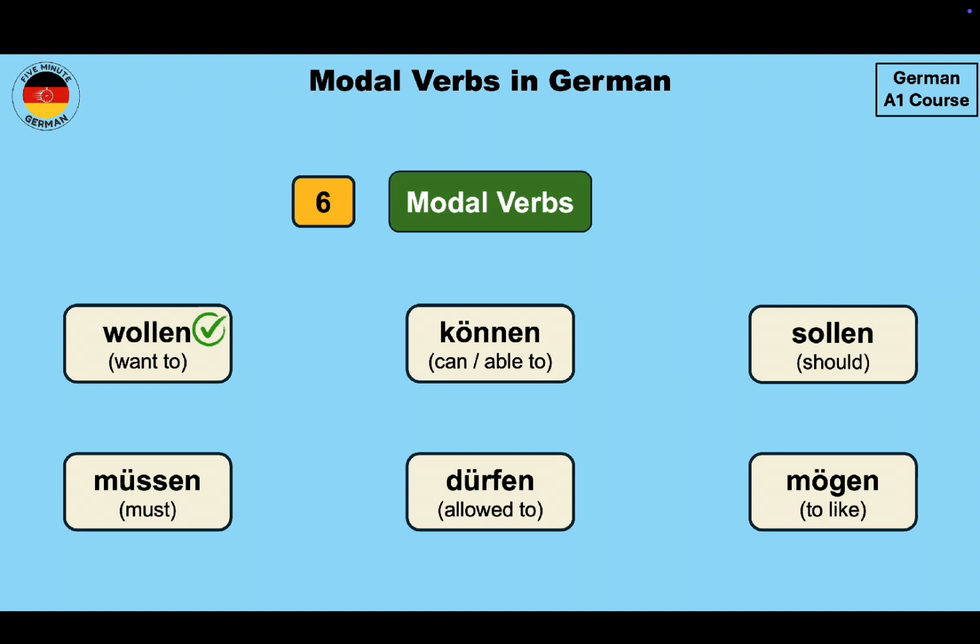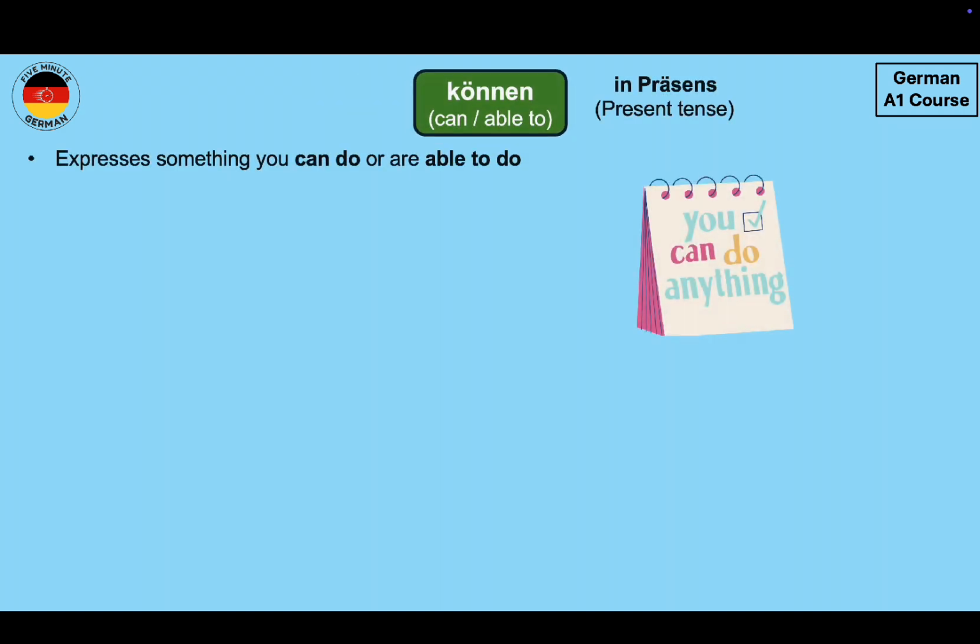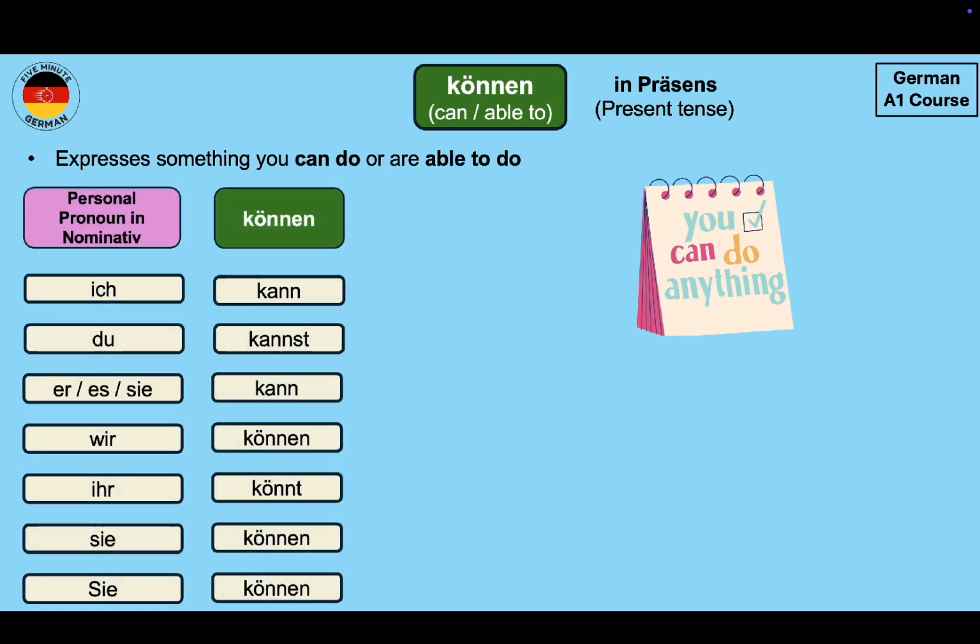So the second modal verb is können, which means can or able to, and it expresses something you can do or are able to do. The conjugation for können in the present tense will be ich kann, du kannst, sie kann, wir können, ihr könnt, sie können, and Sie können.